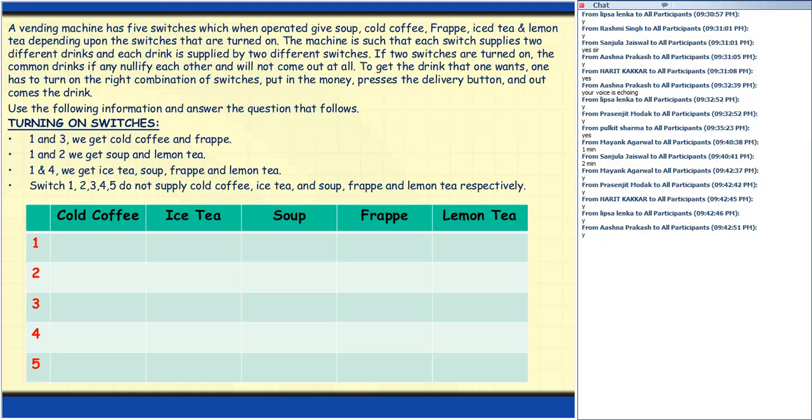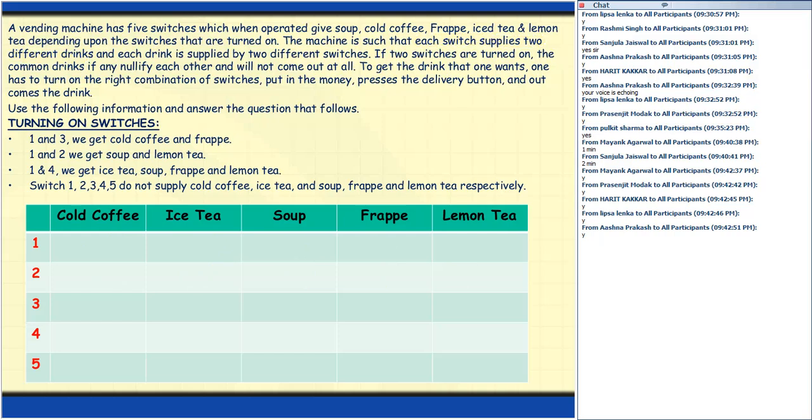Now it says a vending machine has 5 switches which, when operated, give soup, cold coffee, frappe, iced tea, and lemon tea, depending upon the switches that are turned on. The machine is such that each switch supplies two drinks. What does it mean? For example, in each row there have to be two ticks and three crosses, because one switch can supply at max two drinks only. I hope this is clear to all of you.